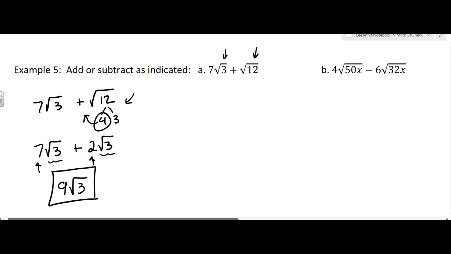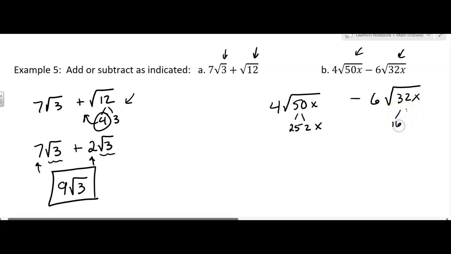So let's see if something similar happens over here. The radicals aren't the same, but could we simplify them? Well, let's see if we can. 4 times the square root of 50x. The 50 is 25 times 2, right? Minus 6, and then we have the square root of 32x. I'm just rewriting the problem there. But 32 is 16 times 2, which, okay, that's pretty handy because 25, I could take the square root of that, which is going to be 5.